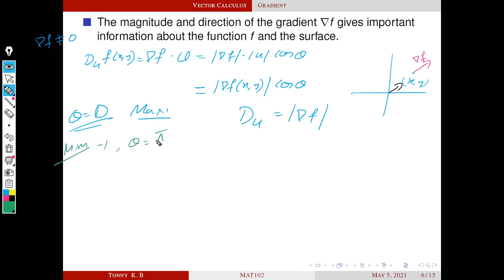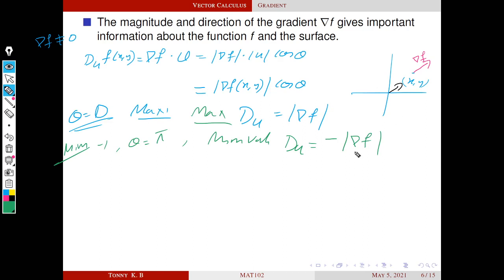So when theta equals pi, the directional derivative is at its minimum. And what is the minimum value? Whenever theta equals pi, cos theta becomes -1, so the minimum value is minus mod del f. So this is the maximum value of the directional derivative at a particular point, and this is the minimum value.